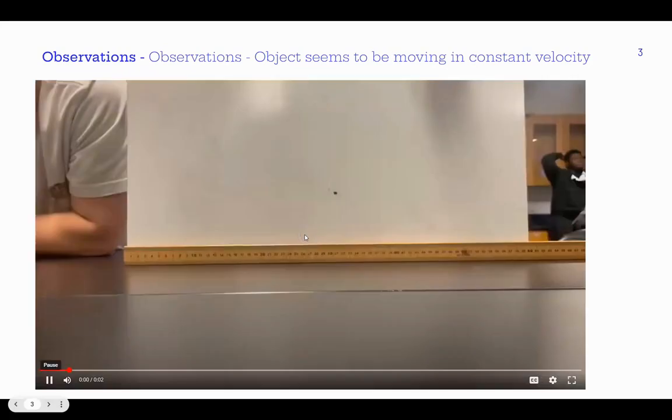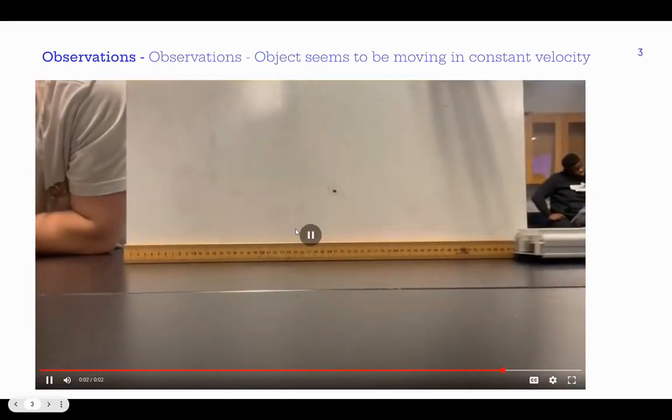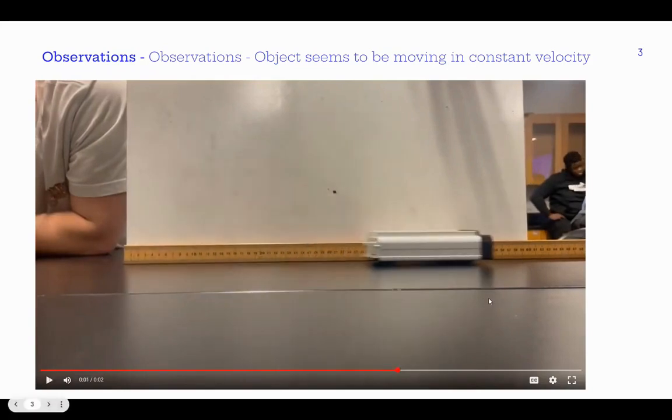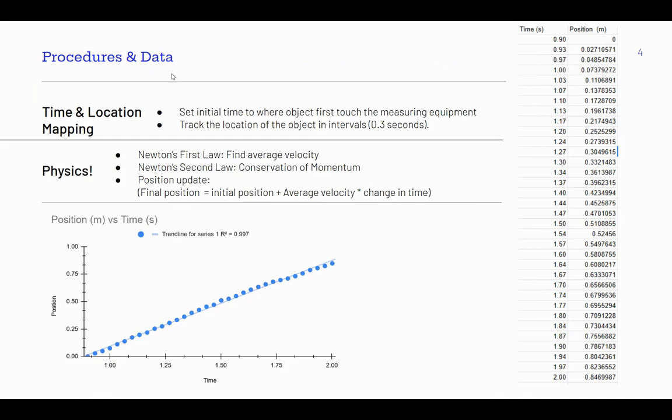The video we had over here. So we had a cart moving at a constant velocity along a ruler, so we could measure and track the position and time at a specific time. So let's say over here, we could measure the position of this object at a certain time. So we gathered the data at time 0.9.